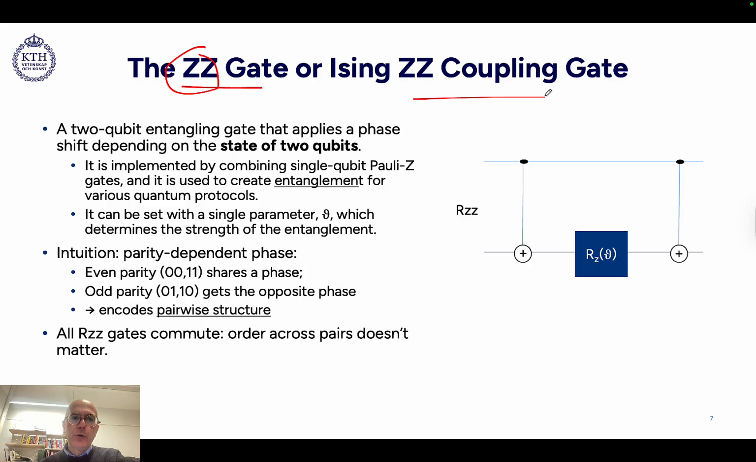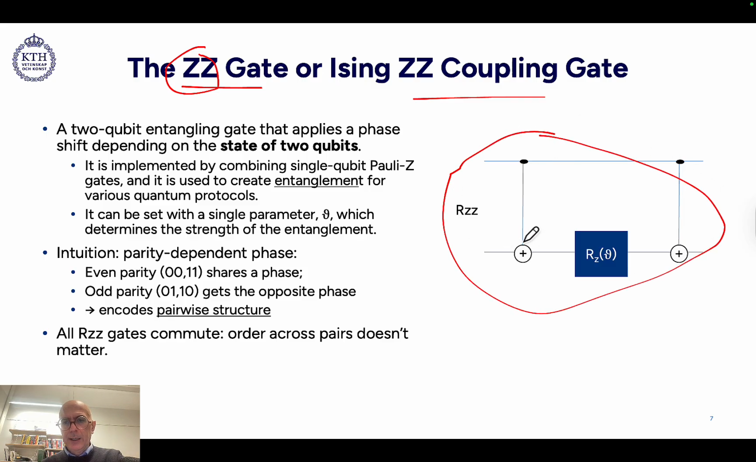So this is a 2-qubit entangling gate that applies a phase shift depending on the state of the 2 qubits. So it's a 2-qubit quantum circuit. It has CNOT operations sandwiching a rotation in the z direction on the Bloch sphere, and it takes our parameter, which is our input vector element, as a parameter of the quantum gates.